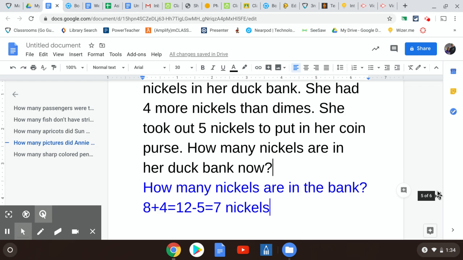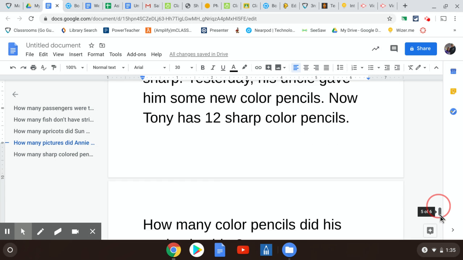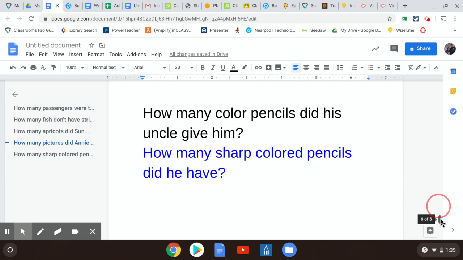Okay, now we have one more problem to do. So it says Tony had 14 colored pencils. There were 9 of them that needed to be sharpened, and the rest were sharp. Yesterday, his uncle gave him some new colored pencils. Now Tony has 12 colored pencils. How many colored pencils did his uncle give him?